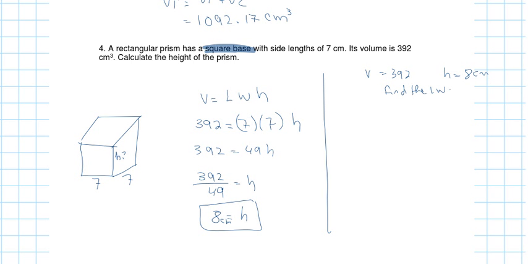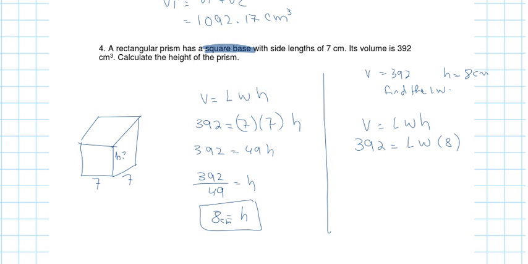So you know the volume and the height. I put 392, and then I keep the length and the width, and I know that this is 8. So what do I do with that? Divide. You can replace the L and W with the same letter, like X. Why is that? Because they have the same square base.